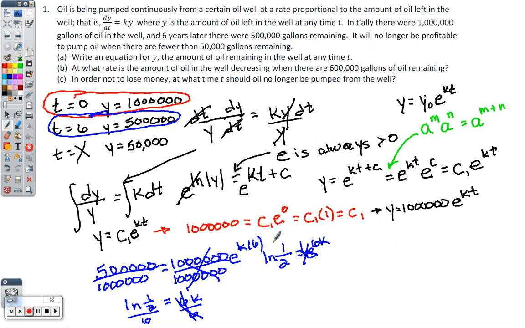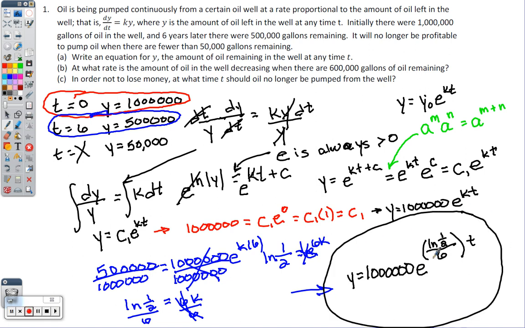So I can put all that together to get my final answer. Y equals 1 million e to the natural log of 1/2 divided by 6 t. It's a bit of a mouthful there. Okay? All right. And there's a final answer.